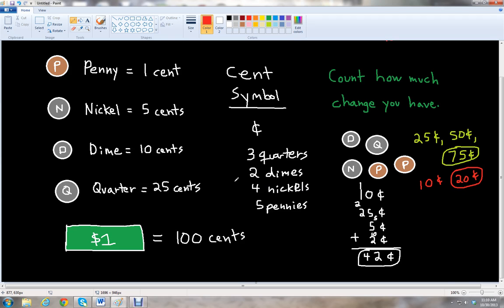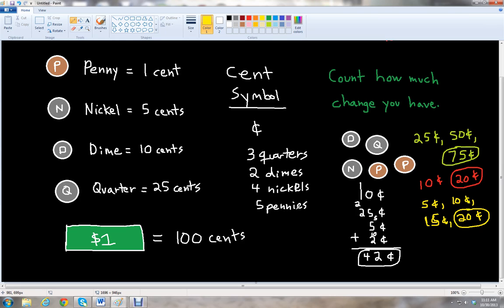And then we have 4 nickels. The 4 nickels are 5 cents each, so we'll count by 5s. 5 cents, 10 cents, 15 cents, 20 cents. So that's 4 nickels. We have 20 cents for nickels. Notice that that's the same amount as 2 dimes. So 2 dimes and 4 nickels give you the same amount, 20 cents.